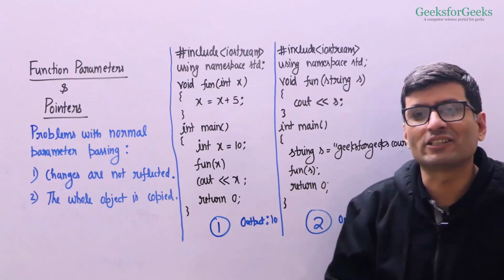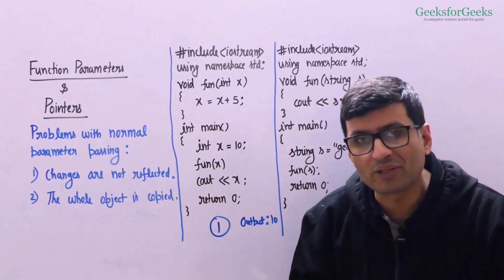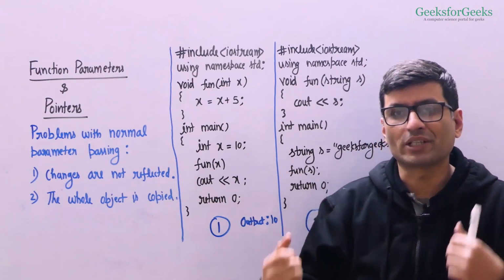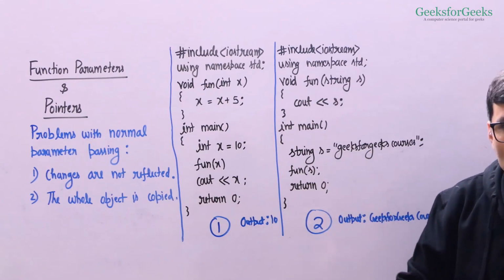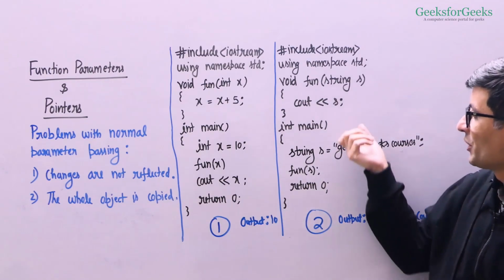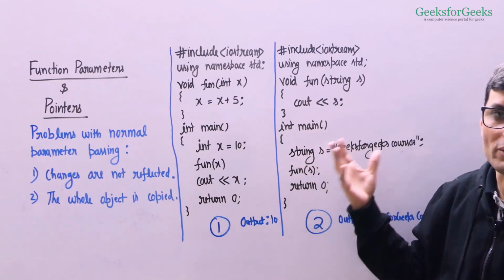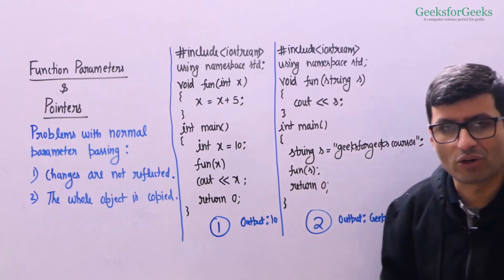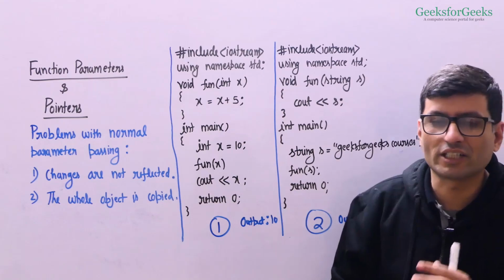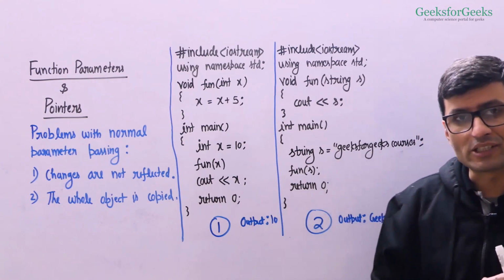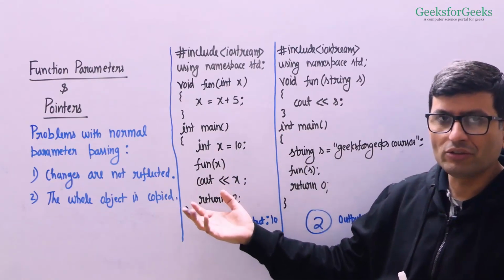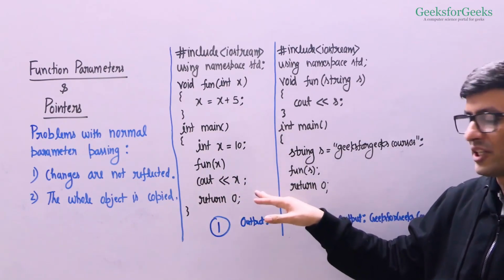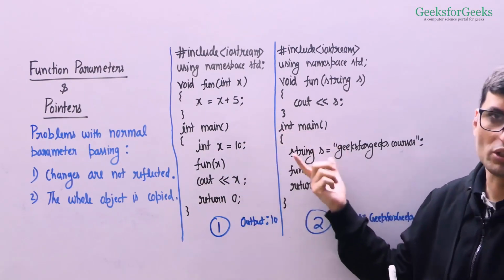And not only strings, in actual software development you have large objects. For example, if you are making a college software, there might be a student object which contains lots of data. With normal parameters, the whole thing is copied whenever you call the function, and we can avoid this by using references or pointers. We have discussed reference examples in the earlier video. Please pause this video and try to use pointers to fix both the problems.